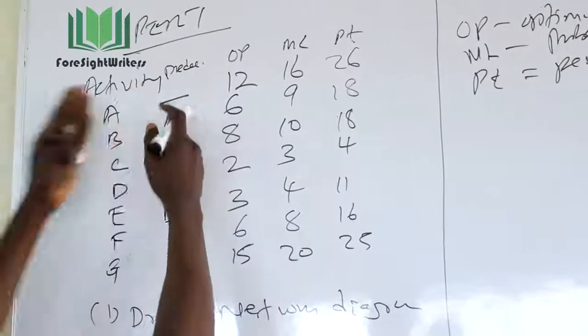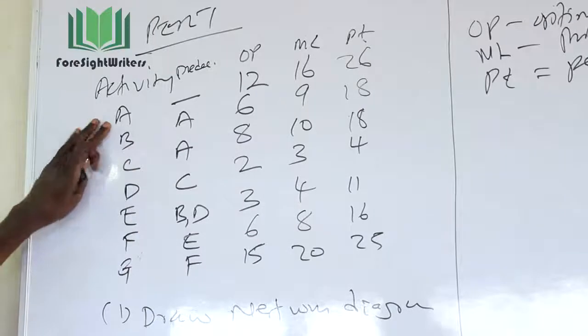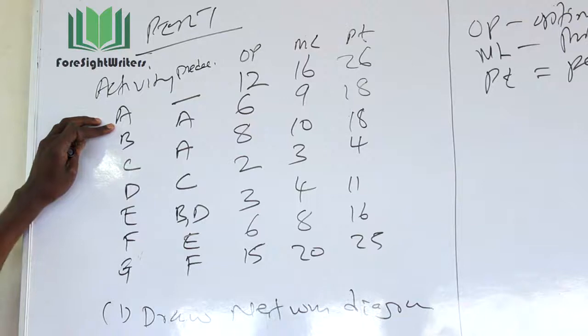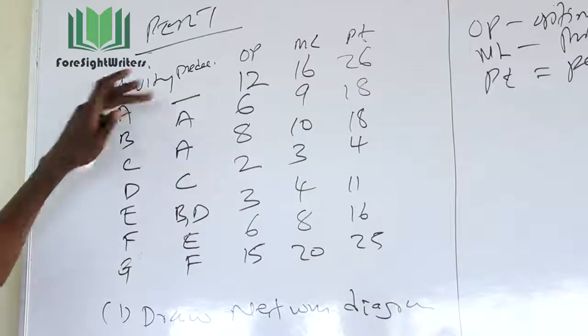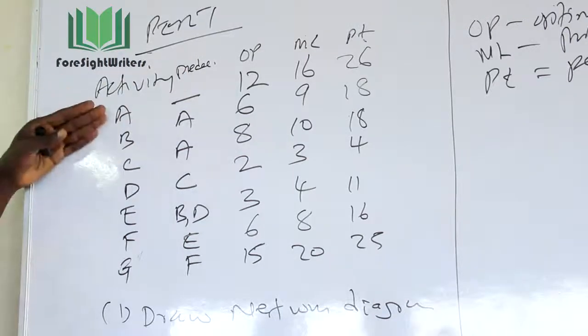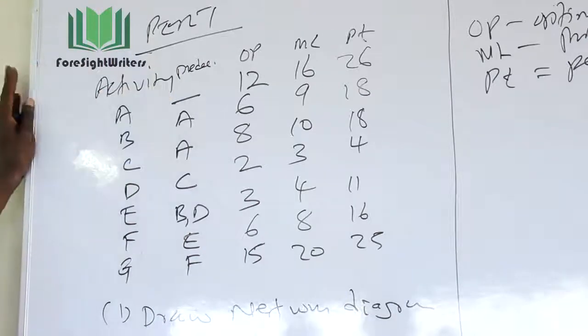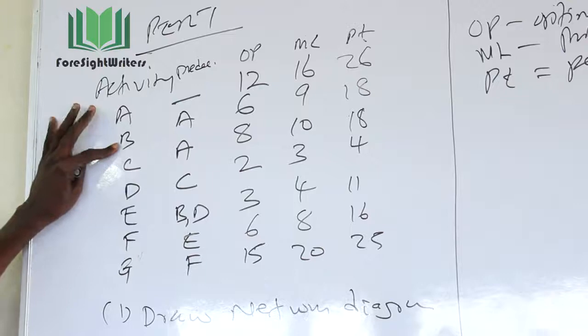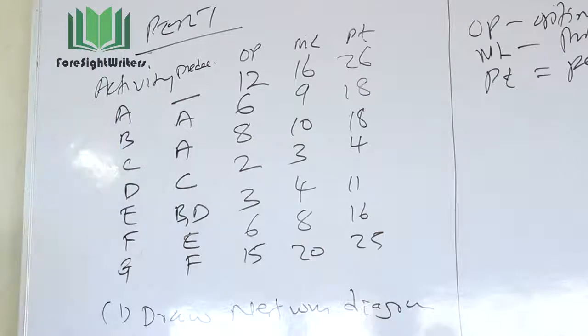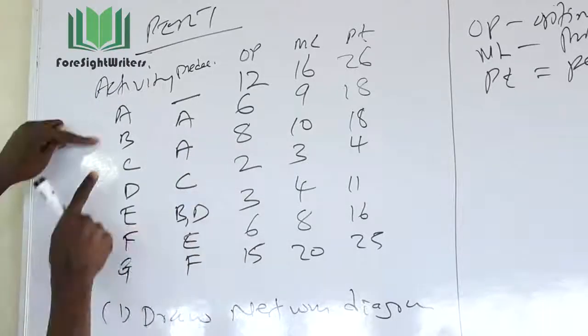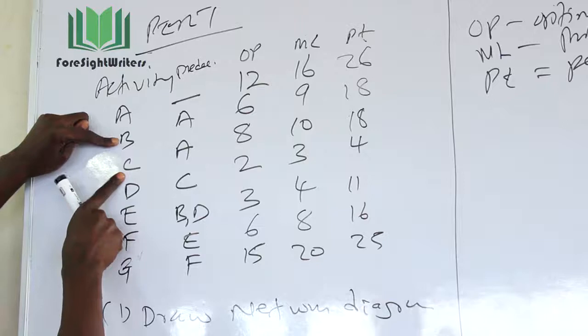Now the relationships: when we begin this project, we can start with activity A. This is the first activity, and it does not have a predecessor, which means this is the beginning of the project. From the groundbreaking of the project, you can just begin with this activity. Activity B can only begin after A is complete. Activity C can also only begin after A is complete. It means, therefore, that both activity B and C can run in parallel.